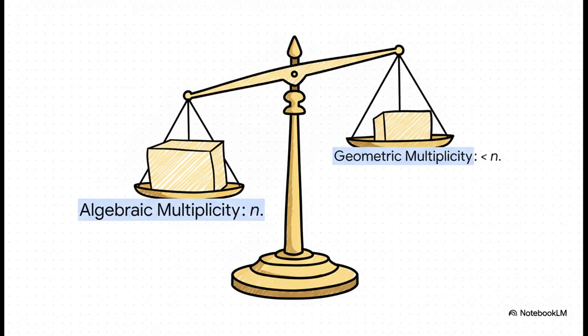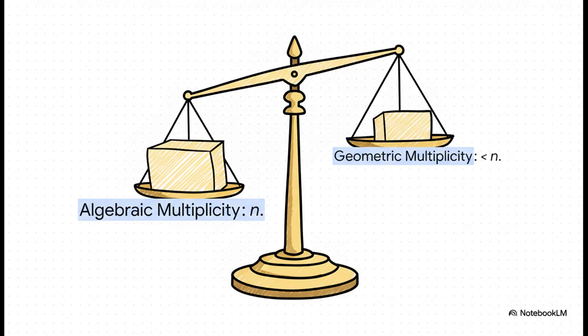All right, to figure out if this thing can be diagonalized, we need to compare two different ways of measuring how important its only eigenvalue, 0, really is. So think of it like this. The algebraic multiplicity is how many times 0 pops up as a solution when you do the math on paper. In our case, that's n times, which is the full size of the matrix. But then you have the geometric multiplicity. This is about something more geometric. It's the number of independent directions, or eigenvectors, that are associated with that eigenvalue.